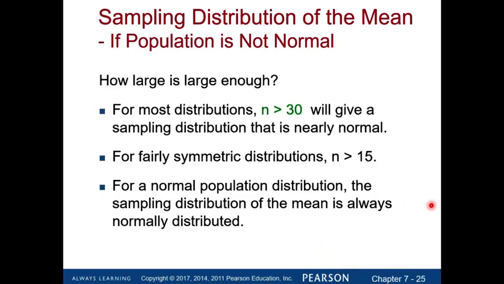Okay, so now the question is how large is large enough? For most population distributions, the threshold is a sample size of 30. If the sample size is greater than 30, then your sampling distribution would be nearly normal. But if your population is already fairly symmetric, then you only need a sample size greater than 15 in order to get a normal sampling distribution. And if your population distribution is already a normal distribution, then the sampling distribution is always normally distributed regardless of the sample size.